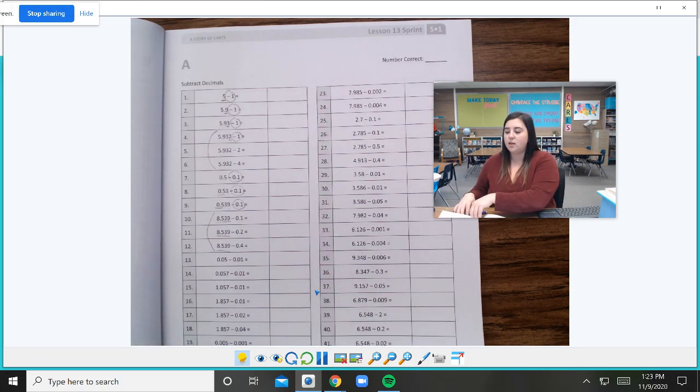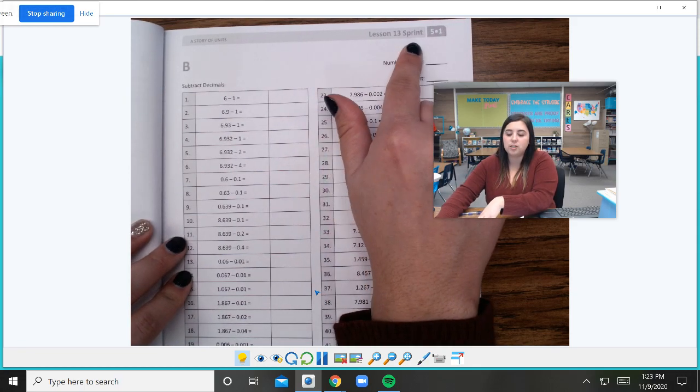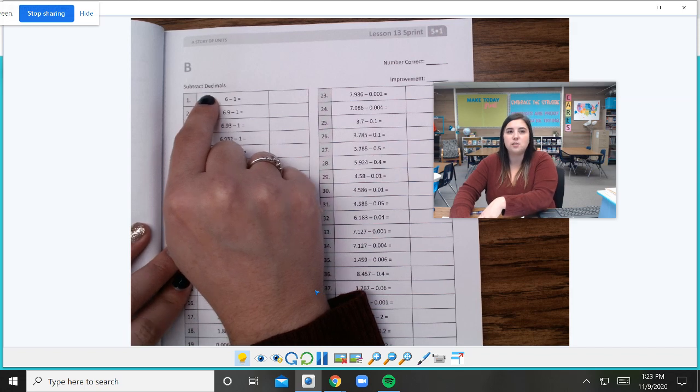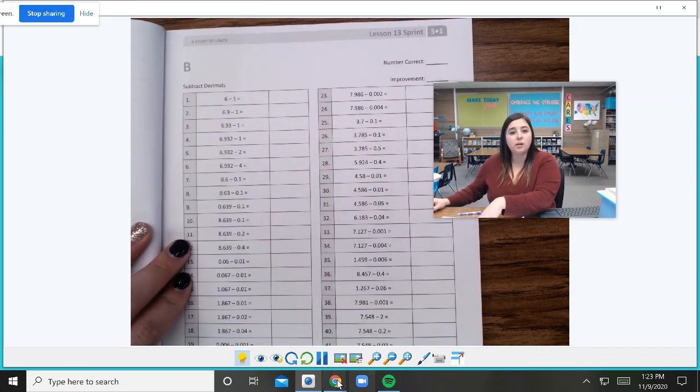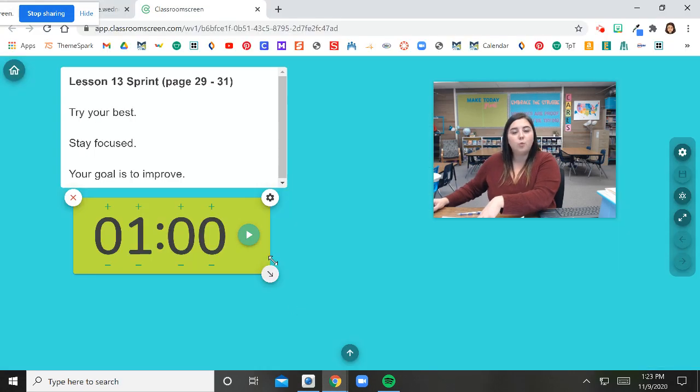Are you ready? I'm going to flip my page. Make sure you didn't skip any pages. It should still say lesson 13 sprint. Now we want B, and we are still subtracting decimals. Let's see if we can stay focused the whole time, try our best, and see if that helps us improve. All right, 1 minute. Ready, set, think.